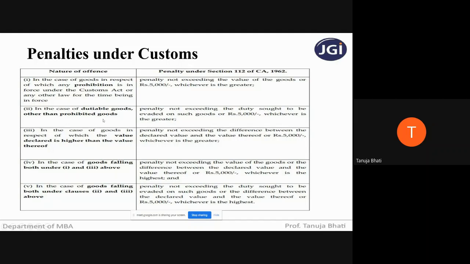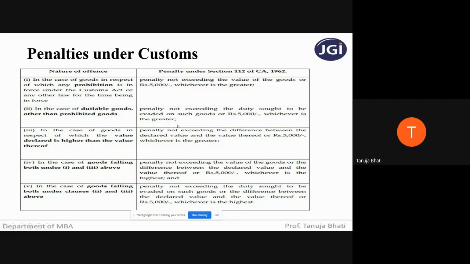Second offense: in case of dutiable goods other than prohibited goods. Dutiable goods are goods on which customs duty is leviable, and if any kind of offense is committed in respect of such goods, which are not prohibited goods, then the penalty will not exceed the duty sought to be evaded on such goods or rupees 5,000, whichever is greater.